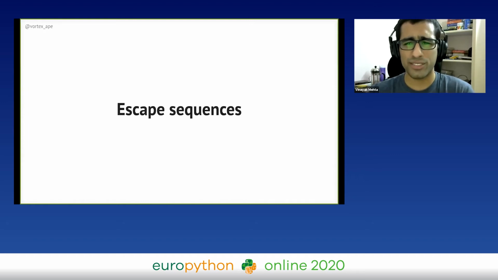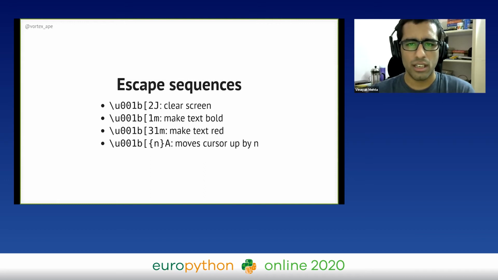And another way is to use escape sequences, which can control things like cursor location and text color. For example, printing the first sequence here will clear the screen, and printing the second one before another string will make the second string bold.